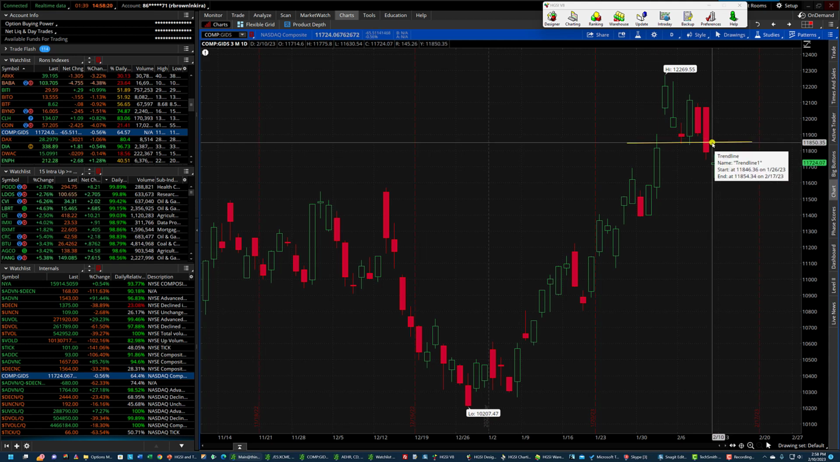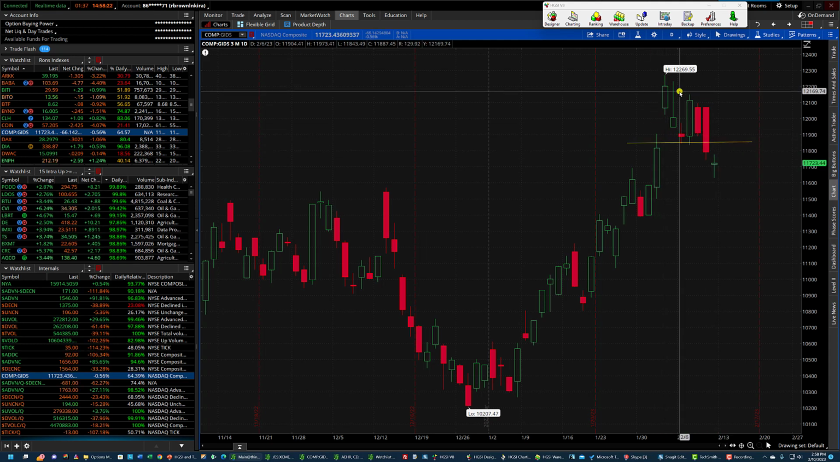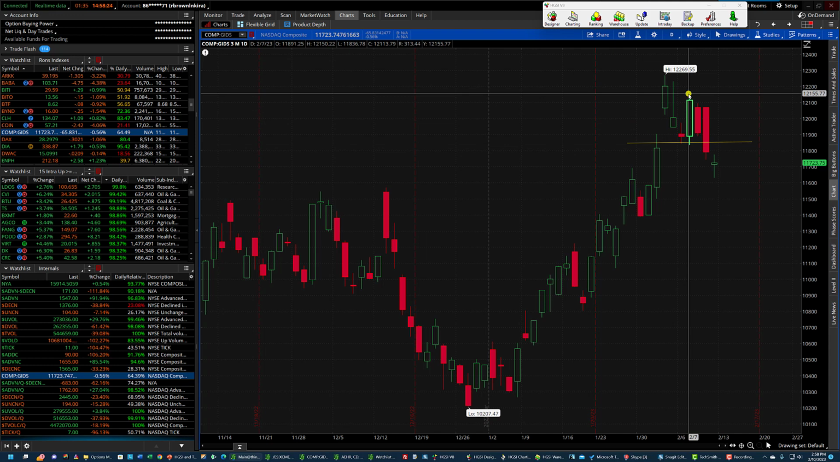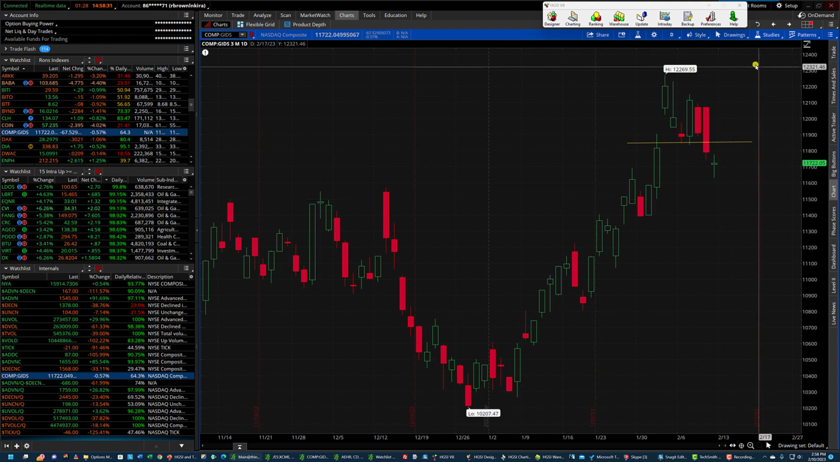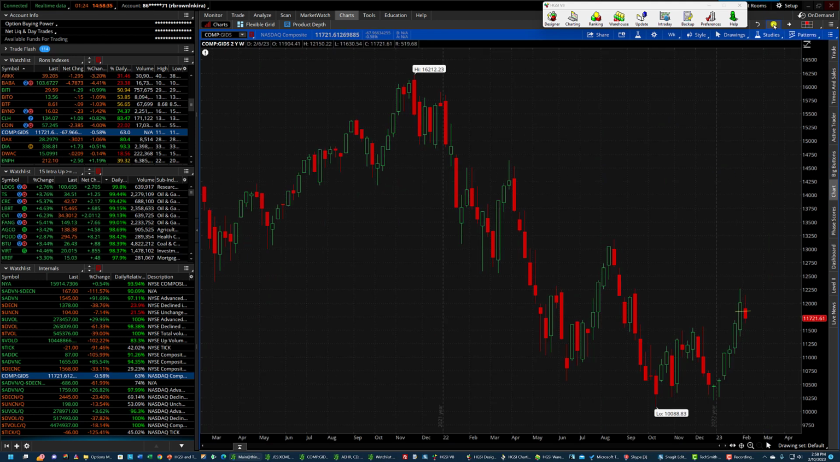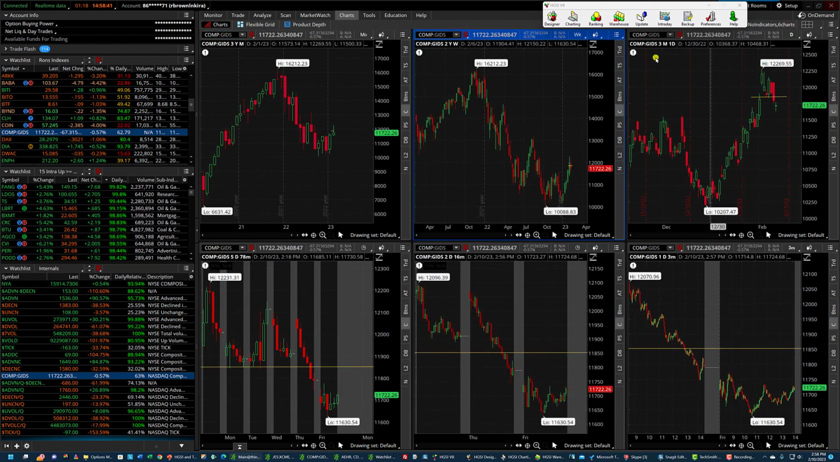But the trend now, it's gone from an uptrend. Here's a lower high, which was established when this lower low was put in. So the intermediate term trend, or I'm sorry, the daily trend is now down. And let's see here.